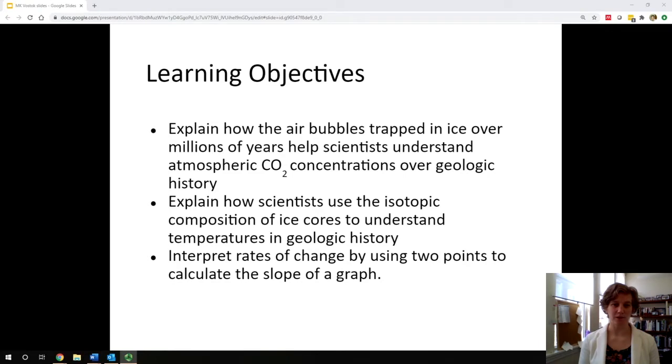In this video, you'll learn how the air bubbles trapped in ice over millions of years help scientists understand atmospheric carbon dioxide concentrations over geologic history, explain how scientists use the isotopic composition of ice cores to understand temperatures in geologic history, and interpret rates of change by using 2 points to calculate the slope of a graph.